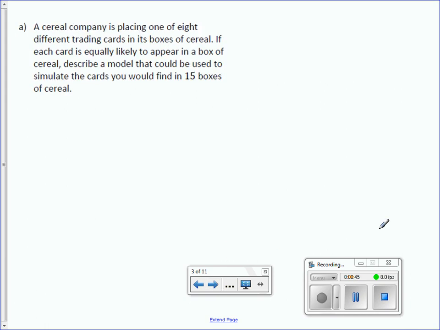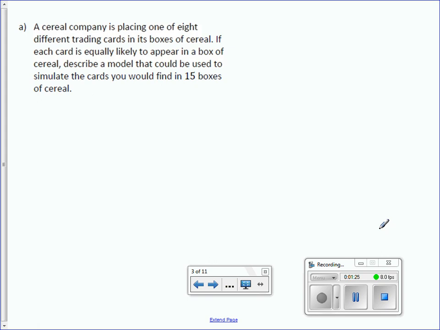For example, a cereal company is placing one of 8 different trading cards in its boxes of cereal. If each card is equally likely to appear in a box of cereal, describe a model that could be used to simulate the cards you would find in 15 boxes of cereal. It's very unrealistic to take 15 boxes of cereal and open them all at once to see what cards you would get. So what we would do instead is create some sort of event or simulation to help us figure out what cards we could possibly get in 15 boxes of cereal.